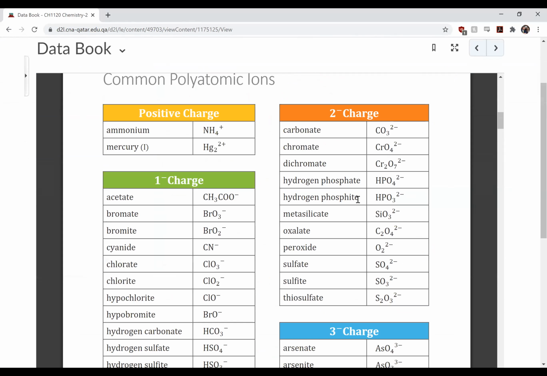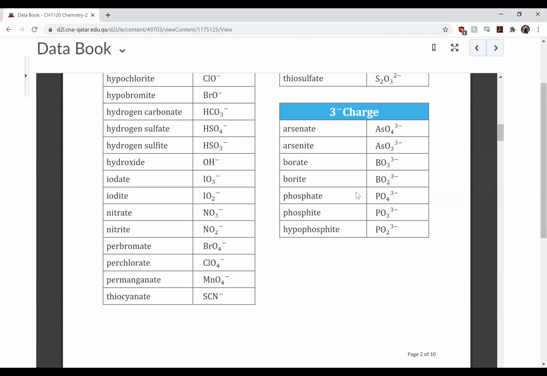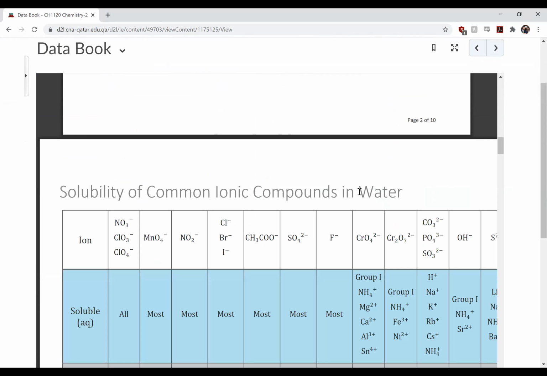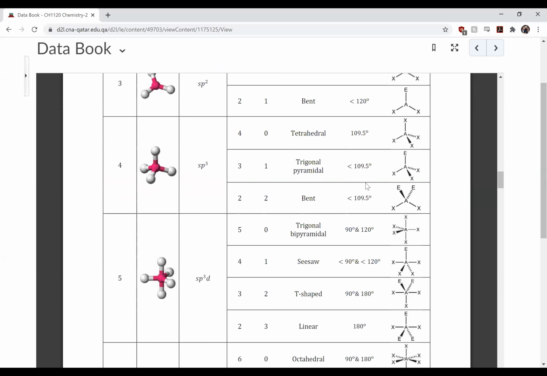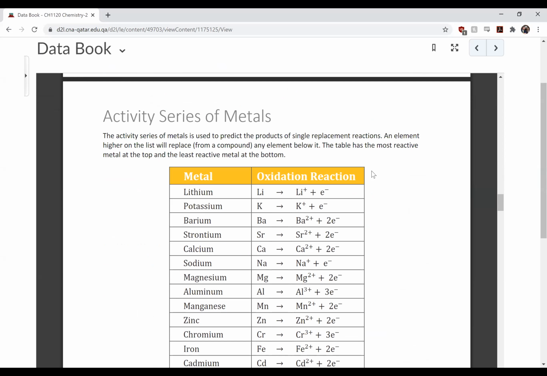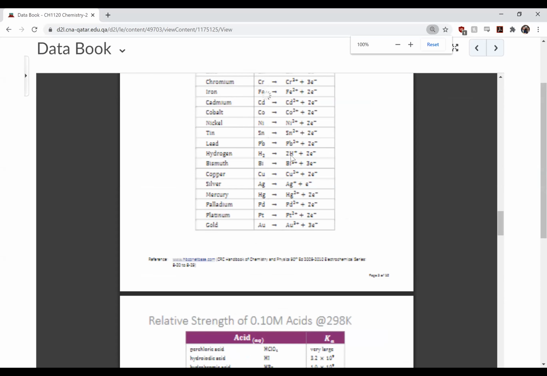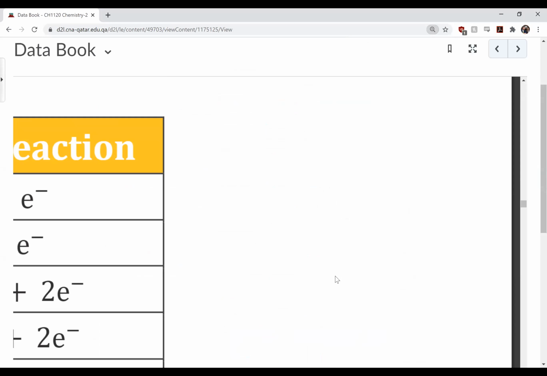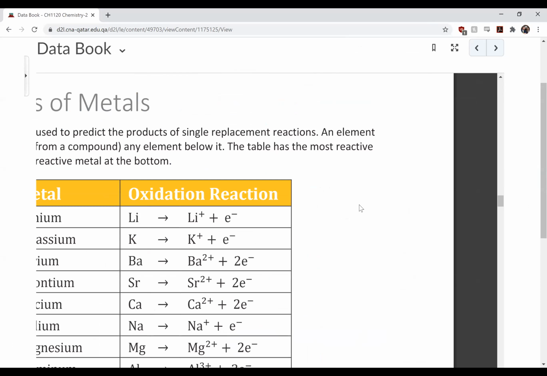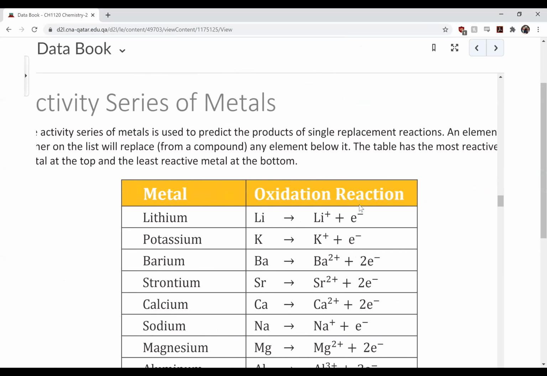You have polyatomic ions. You'll definitely need these for naming. Obviously, they're all written. You don't have to memorize these. Your solubility table, the VSEPR model, which I'm going to review in maybe 10 minutes. But look at this table here. I'm trying to be sneaky and cool, but it's not working out.